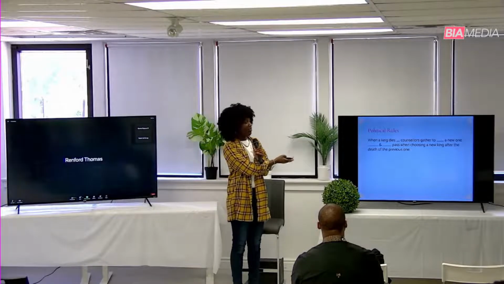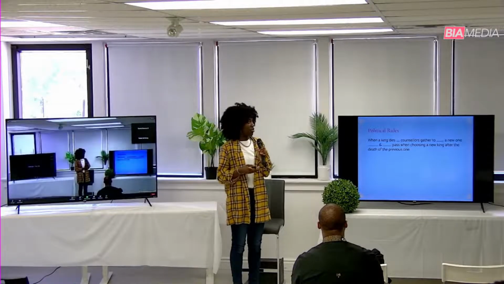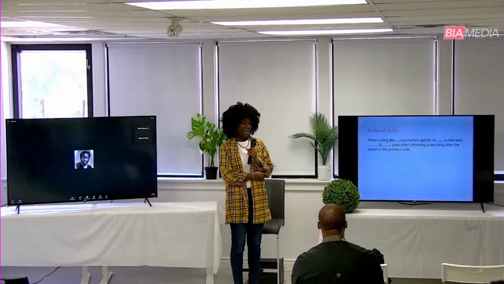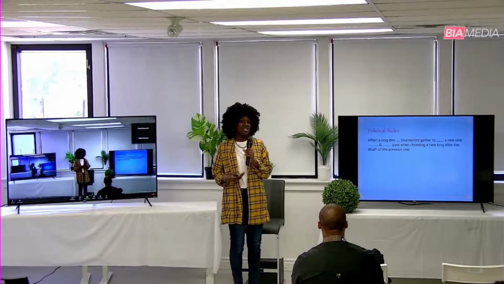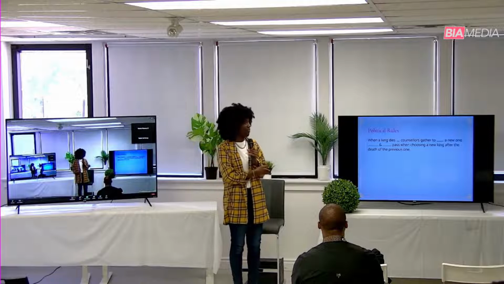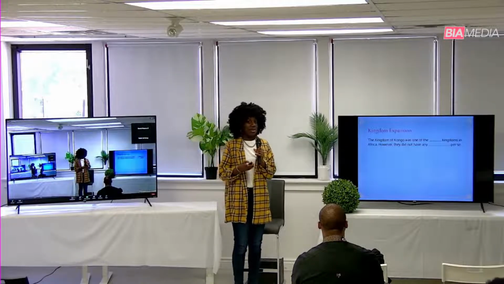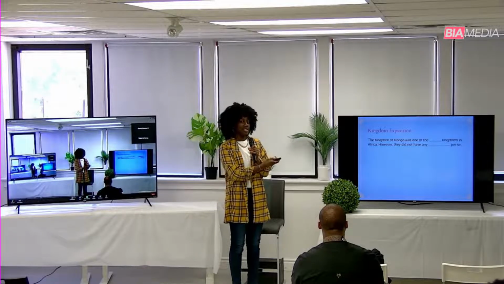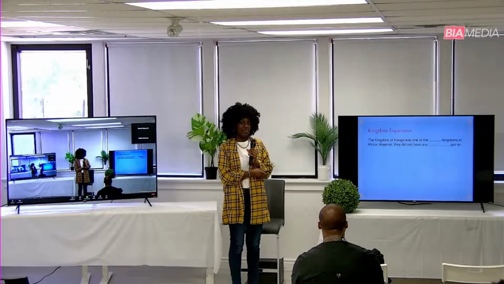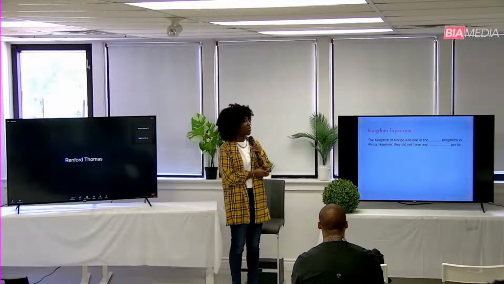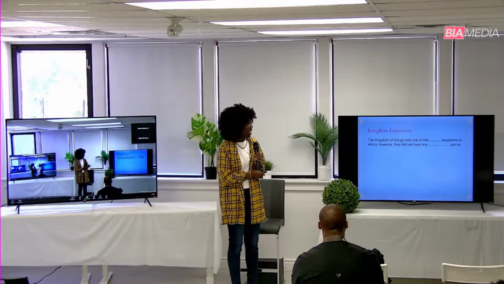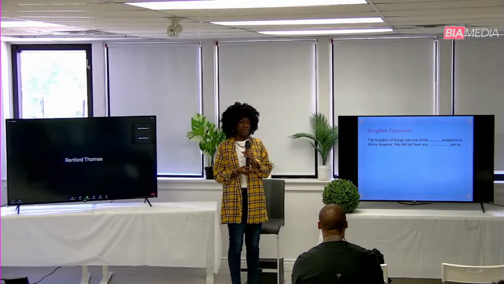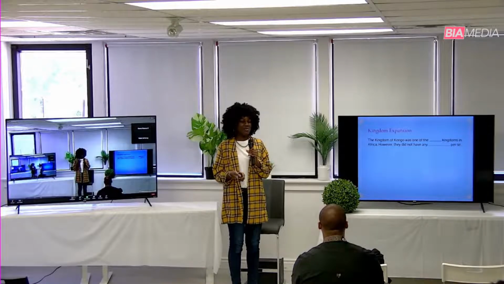So blank and blank would pass when choosing a new king. So what would pass? Months or even years. Exactly. So months or even years would pass before they select a new king. And now we'll talk about the kingdom expansion. So the Kingdom of Congo was one of the blank kingdoms. Largest. Exactly. So it was one of the largest kingdoms in Africa. However, they didn't have any. Military. Exactly. So there wasn't any military army per se.